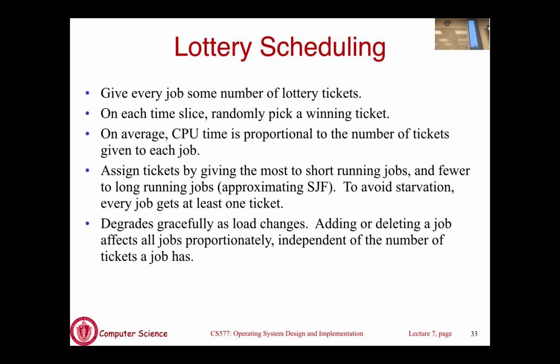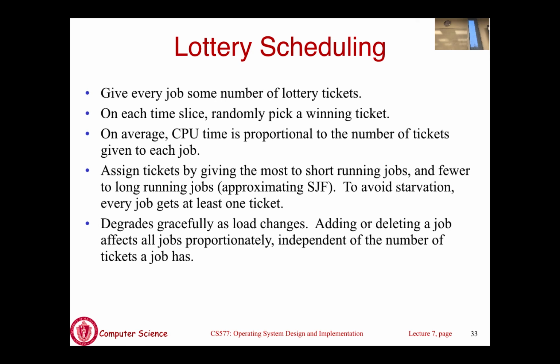Okay, so lottery scheduling is a randomized policy where every job is given some number of lottery tickets. To decide which process gets to go next, you essentially run a lottery. You take all the lottery tickets from all runnable jobs, and then you pick a winning one, and the job that has the winning ticket gets to run next.